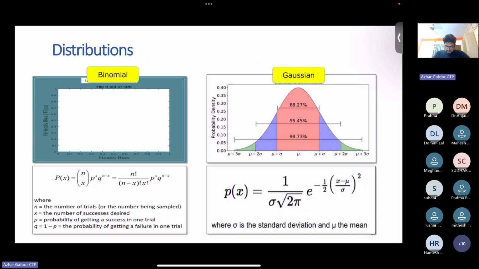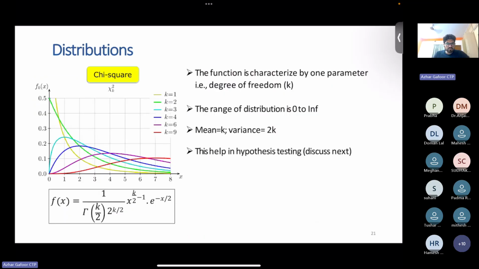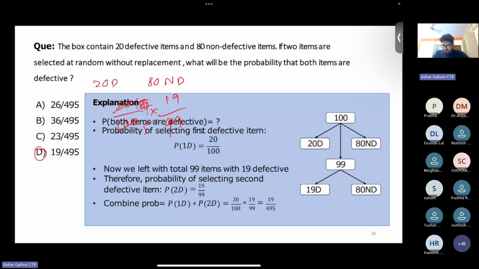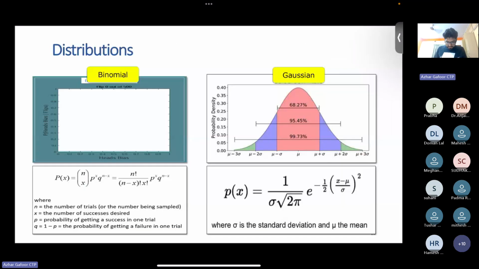Okay, so let's see some distributions. We will discuss the binomial distribution first, then we have the Gaussian distribution. For the binomial distribution, I think there is something missing in the graph. I will try to draw it.